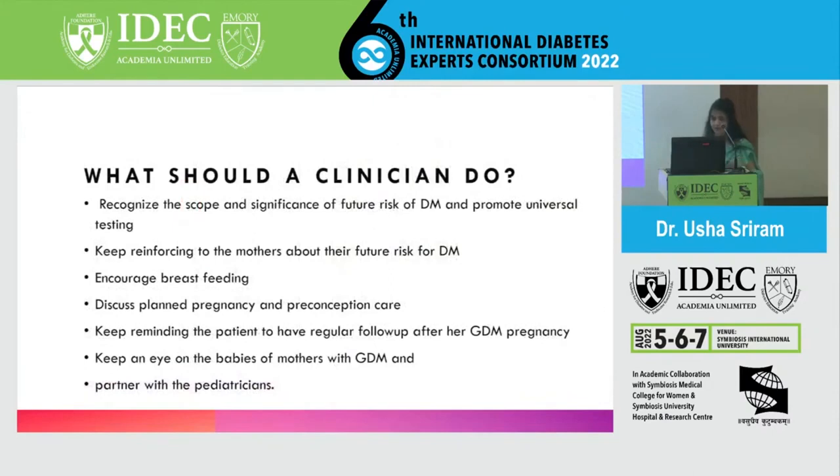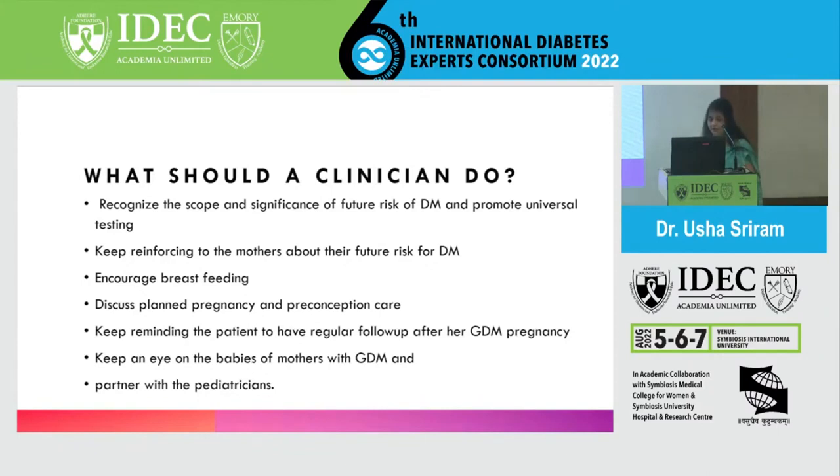So I've come to my last 2 slides. What should a clinician do? Recognize the scope and significance of future risk of diabetes and promote universal testing. Testing as soon as the woman comes in, testing again at 24 to 28 weeks. If the initial test is negative, test her at 6 to 12 weeks postpartum.